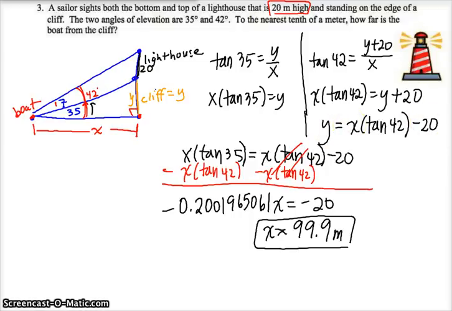I set these two equations equal to each other. I have to isolate my x's, so I have to subtract tan of 42 times x. Just punch into your calculator: tan of 35 minus tan of 42. You should get negative 0.200196506, and that equals negative 20. So now I have to divide negative 20 by this big long decimal, and you should have gotten approximately 99.9 meters.